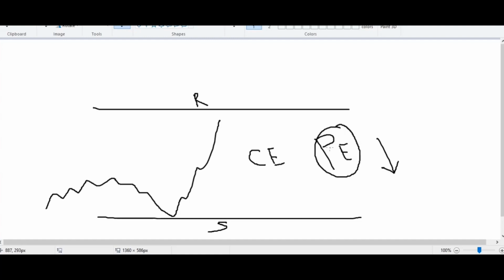Puts का value कब बढ़ता है? When the put value increases is basically when the market comes down. That is when puts go up. But if the markets are going up, the value of puts is going to go down. Similarly, when the markets are coming down, the value of calls is going to go down. All right. So this is how these option things work.